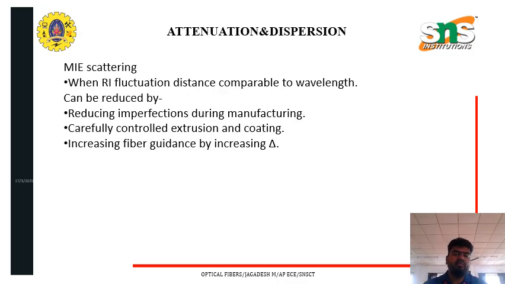So Mie scattering occurs when the fluctuation distance is comparable to wavelength. It can be reduced by reducing imperfections during manufacture, carefully controlled extrusion and coating, and increasing fiber guidance by increasing delta.